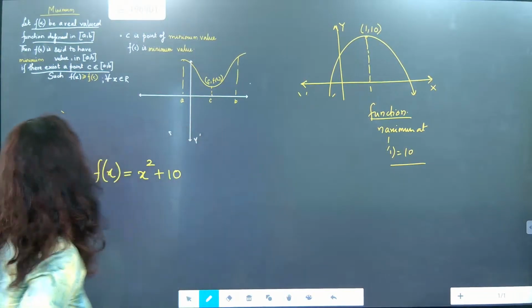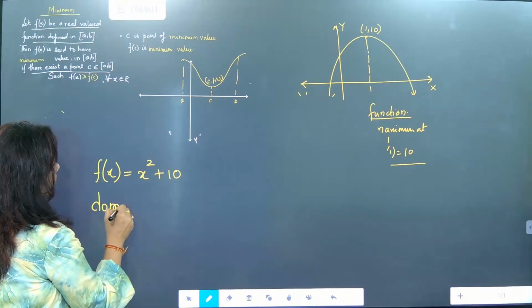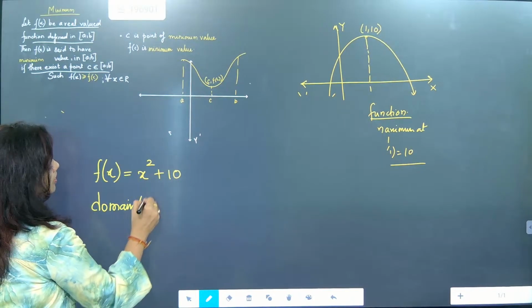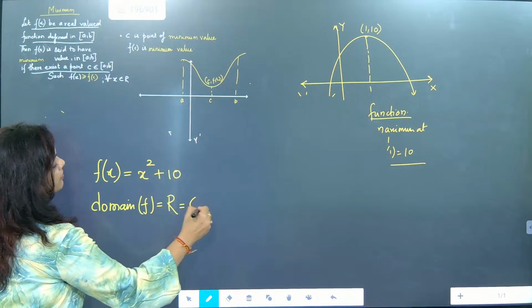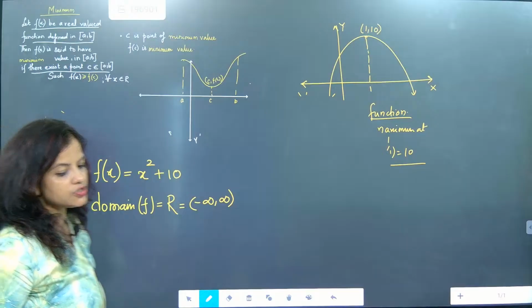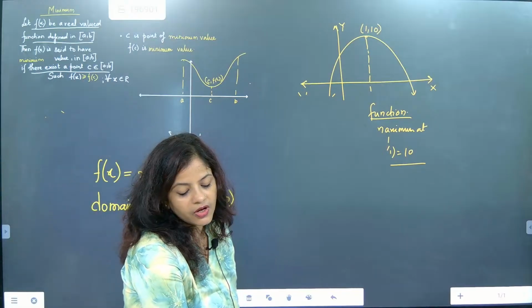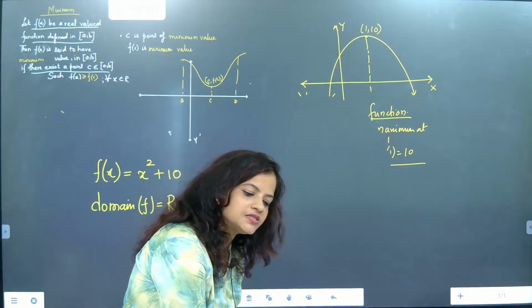First we will do this work. Now again, domain. What will be the domain? What is the domain of f? If somebody asks you about the domain of f, you will say the set of real numbers, lying between minus infinity and plus infinity. That is the answer you are going to say.